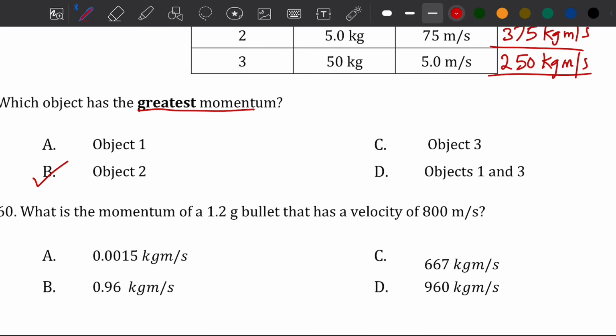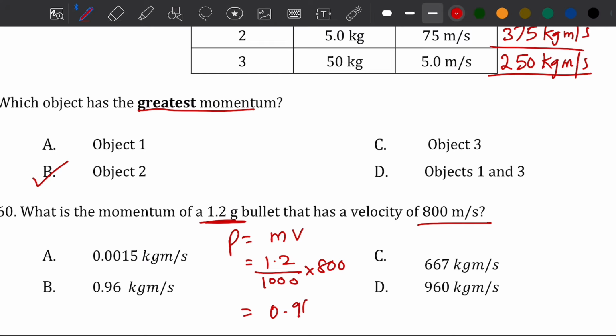Same question repeated, 1.2 grams, same concept. We have to use P equals mv, but 1.2 is in grams. We need to convert that into kg, so we'll divide by 1000 and multiply by 800. This will be 0.96 kg meter per second, which is B.